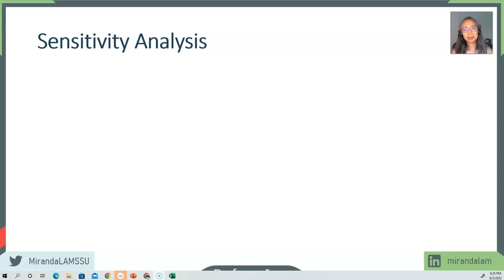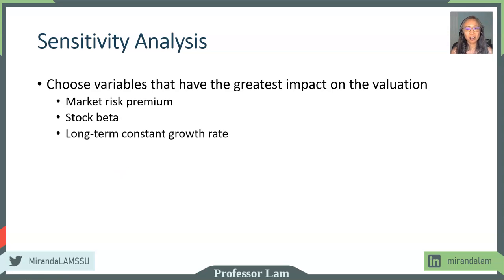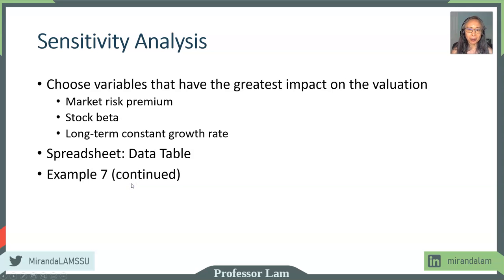Obviously, estimation is often subject to error, and there is a lot of uncertainty. And therefore, it's very important after you create your model to check that the model is correct, and we do sensitivity analysis on our forecast. When you do a sensitivity analysis, we want to choose variables that have the greatest impact on our valuation. Some useful candidates are market risk premium, the beta of the stock, the long-term growth rate. All these are variables you can use. You can use a function in Excel called data table to help you do the sensitivity analysis. So let's take a look at our example and see how we can do that.